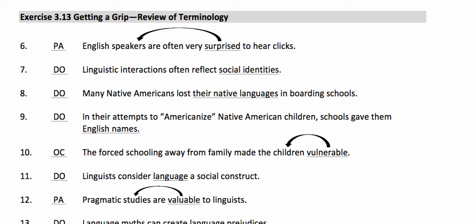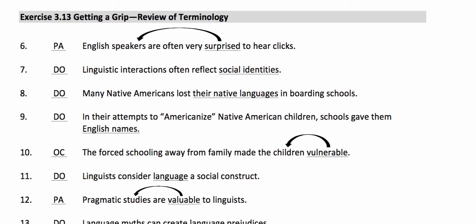So the main sentence, English speakers are surprised. So what is surprised? That is an adjective, right? Because we could say English speakers are happy. So we can test that surprised is an adjective, so PA. Number 7, linguistic interactions often reflect social identities. So we have S plus TV plus DO. Social identities is the direct object. There is only one noun phrase after the verb.